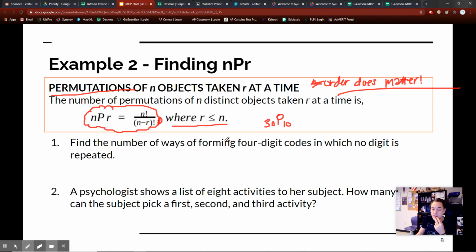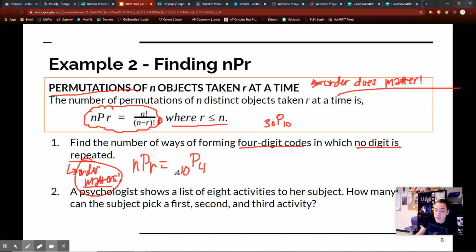Another way we can think about it is to find the number of ways of forming 4-digit codes in which no digit can be repeated. How many digits do we have? Including 0, we have 10, and there are 4 digits that we're taking out of that 10. So nPr equals 10P4, because I can't take 10 out of 4, but I can take 4 out of 10. Because no digit can be repeated, the order matters, and that's how I know it's a permutation.